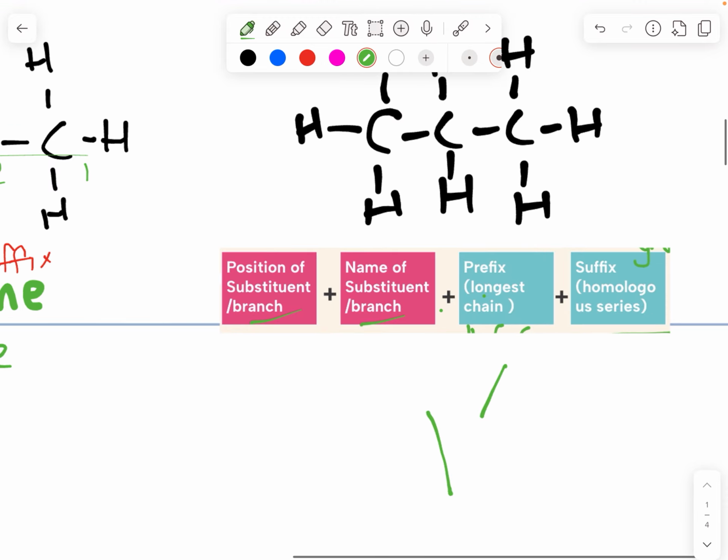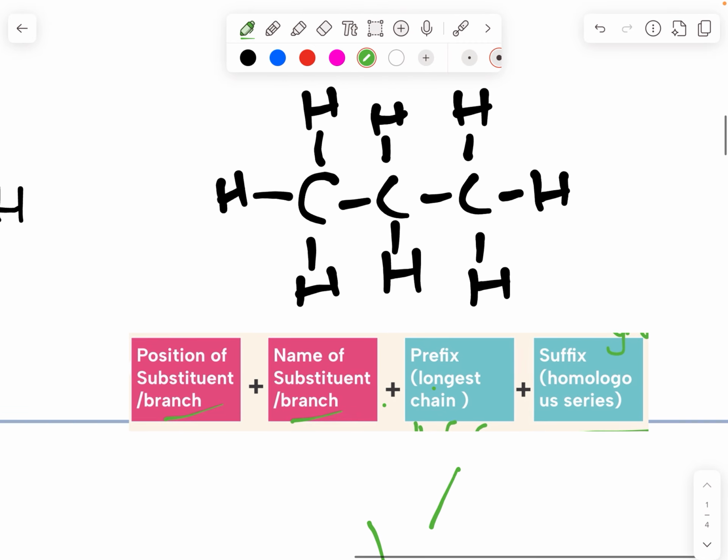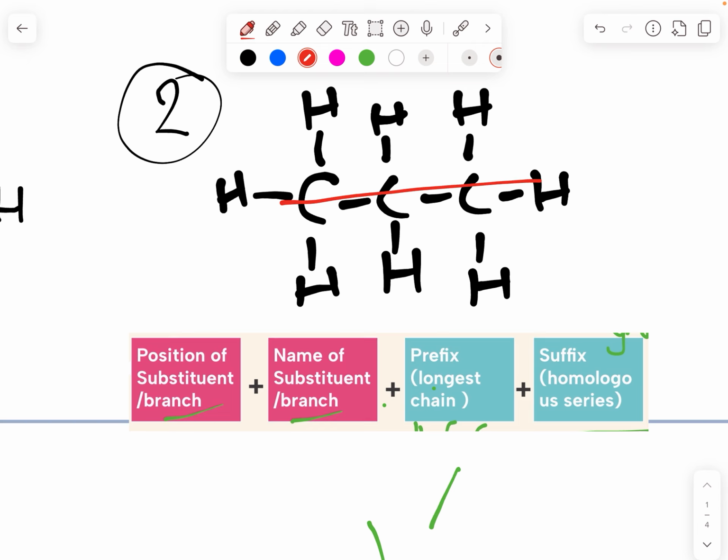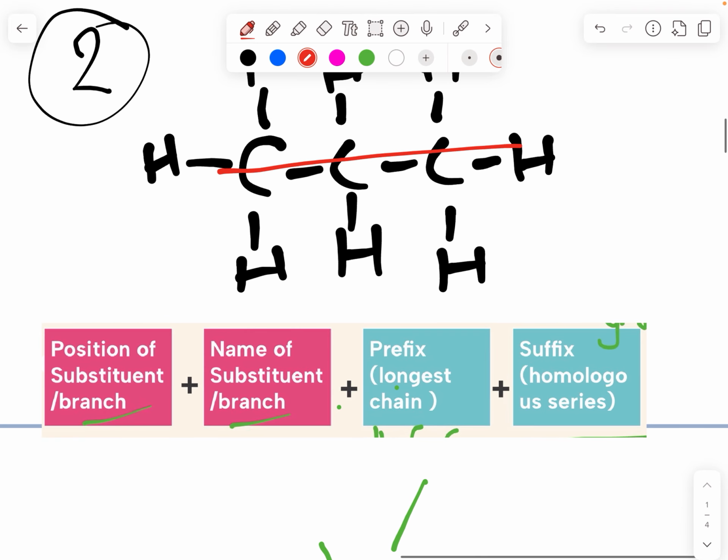Okay, so let us do this one right here. I'm going to call it number 2. Remember, when we're naming, the first thing we do is identify the longest continuous carbon chain. That is our longest continuous carbon chain. There are no substituents and no branches. Next we're going to do the back end, the suffix, which is the functional group. As you can see, it's only C single bond C, so that would be ANE at the end.